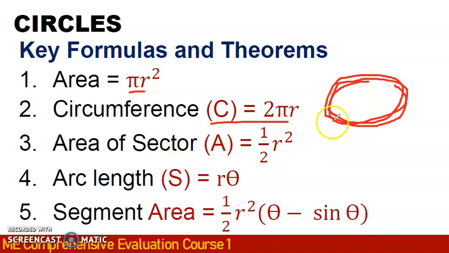Sector, the area of a sector, later on we will see what a sector is. Arc length, r times theta. Theta here should be in radians. In order to convert to radians, all you have to do is multiply the angle by pi over 180 degrees. Segment area, this is the area of the segment. This is 1/2 r squared times theta minus sine theta. Theta here should also be in radians.